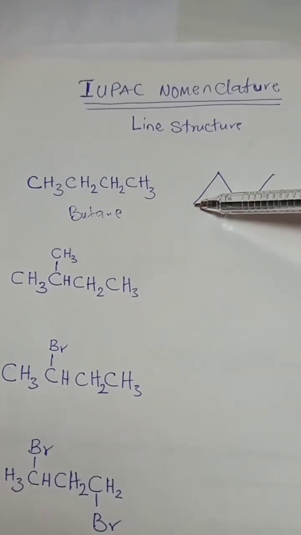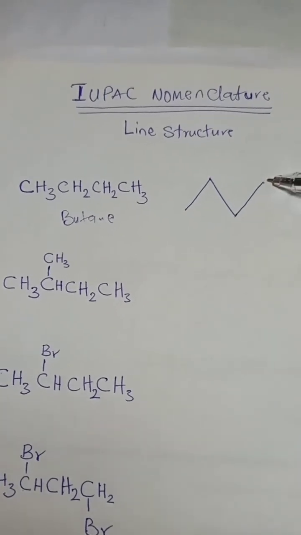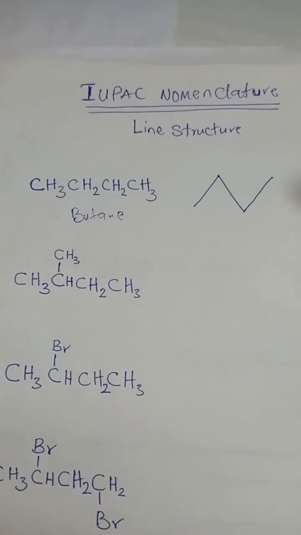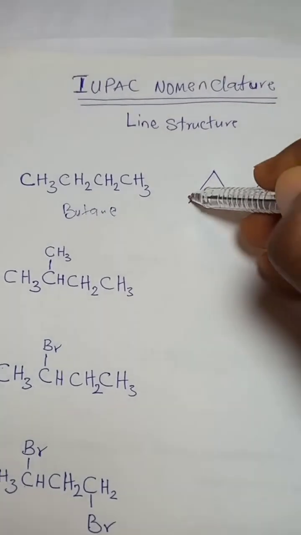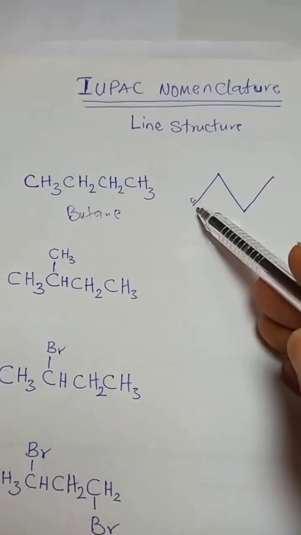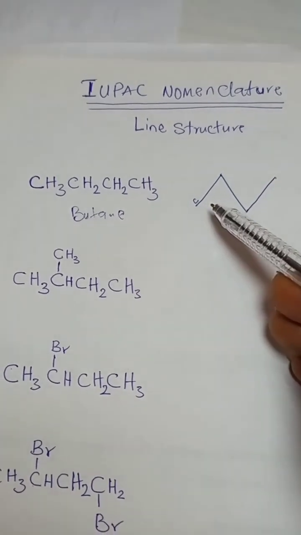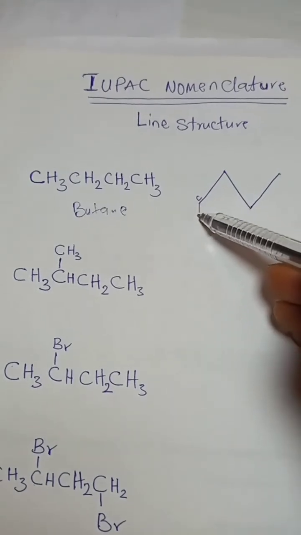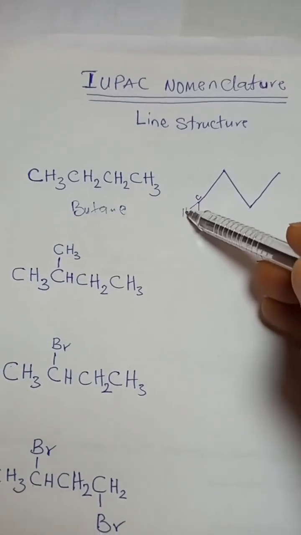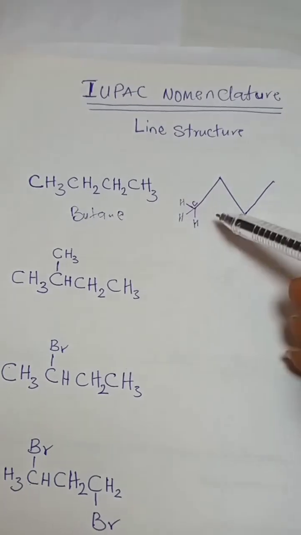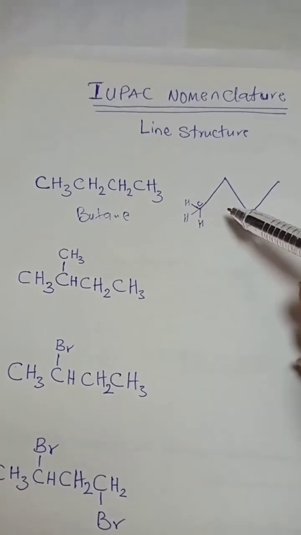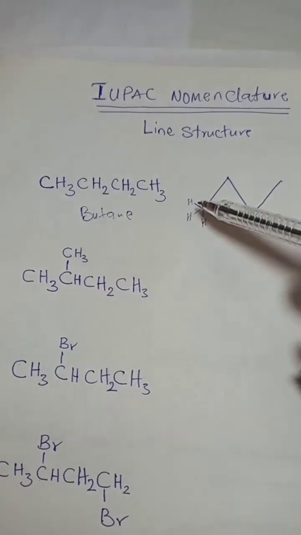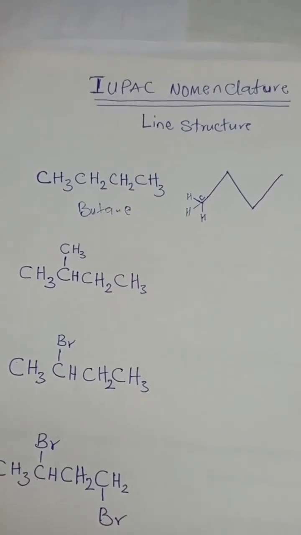So if you count it now, 1, 2, 3, 4, it is also butane. So we seem not to be showing the number of hydrogens. If this is a carbon, definitely you know that carbon should have a completed tetravalency, right? So we can have one hydrogen here, one hydrogen here, one hydrogen here. This is a carbon that has 4 bonds, 1, 2, 3, 4. But we will not show the bonds. All right, we will not show the hydrogens because this is a line structure.